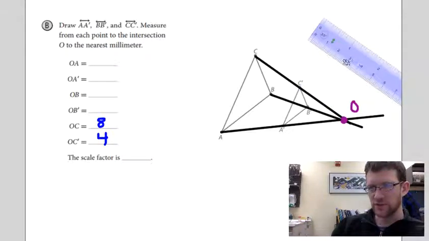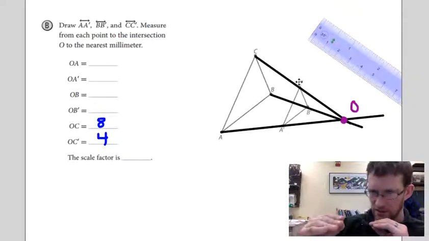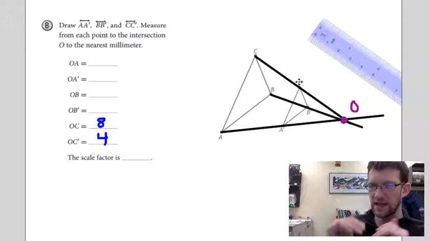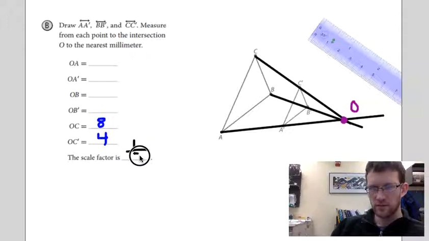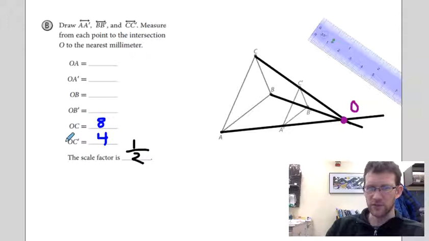Which one's a preimage, which one's the image? The preimage is ABC, the image is A prime, B prime, C prime, so we're shrinking, we're getting smaller. So our scale factor is less than 1. In this case, our scale factor is 1/2. Then you'll have your own numbers in here. But OC should be twice the value of O to C prime.